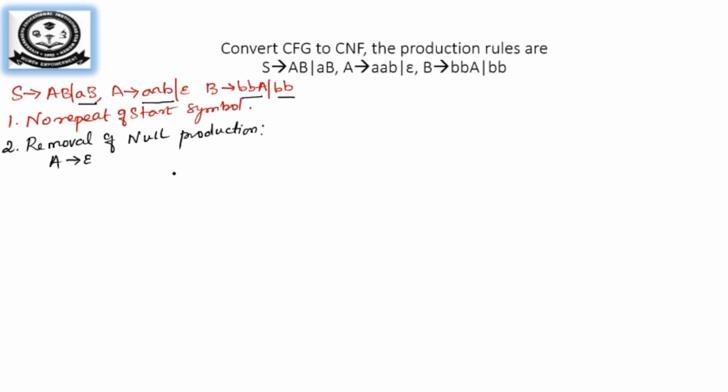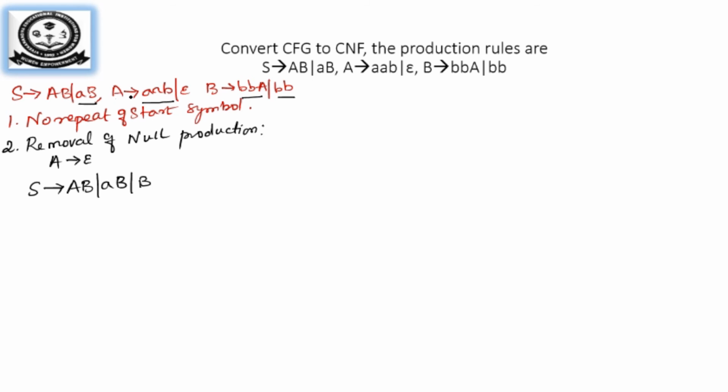So first we will try to remove the null production. A implies epsilon is there. In your production rule, wherever A is appearing, that should be replaced with epsilon. Let me write the first rule, which is AB or AB. This A can be replaced with epsilon. If you replace it with epsilon, you will have only B alone, so you will include that production also with S.